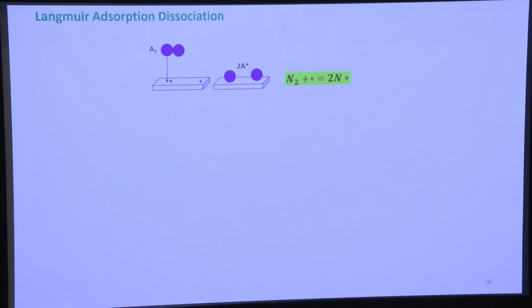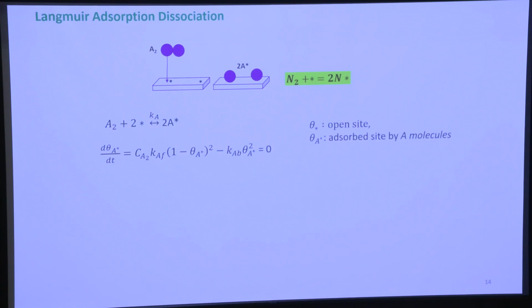The next thing you want to ask is, okay, what if I have nitrogen, which is a diatomic molecule? I want nitrogen to adsorb on the surface, and then become 2 nitrogen atoms adsorbed on the surface. And then a hydrogen comes in, I can dissociate and form ammonia molecules.